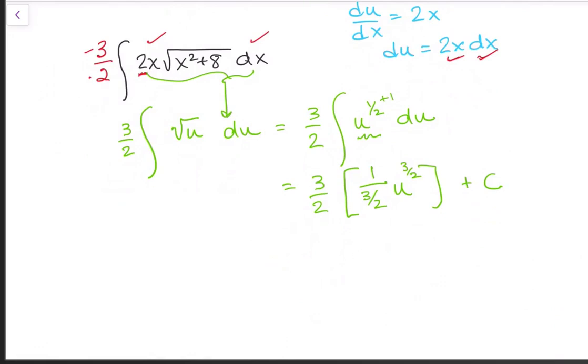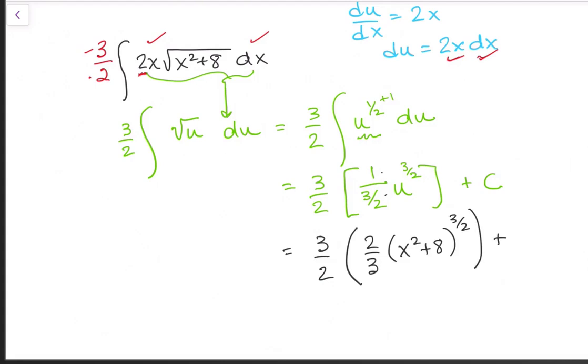So we're going to have 3/2, and in here I'm going to have 1 divided by 3/2 is 2/3, and I'm going to put my u back in. So remember, my u was x squared plus 8 raised to the 3/2 power, and that's plus c. And then last, I'm just going to distribute this 3/2 out here to that coefficient for an overall answer of, well, the 3/2 and the 2/3 divide to 1. So I got x squared plus 8 to the 3/2 power plus c.